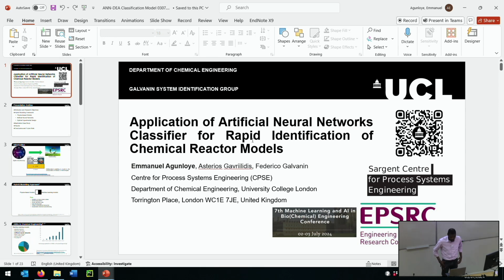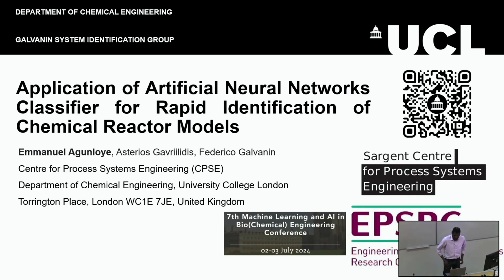Good afternoon, everyone. Like I've been introduced, I'm from UCL Chemical Engineering. And I'm going to present our work on an EPSRC funded research project on digital manufacturing. This particular one will be on application of artificial neural network classifier for rapid identification of chemical reactor models.